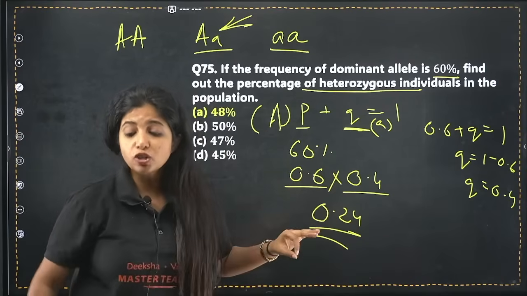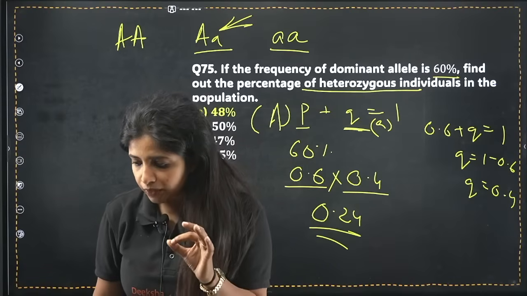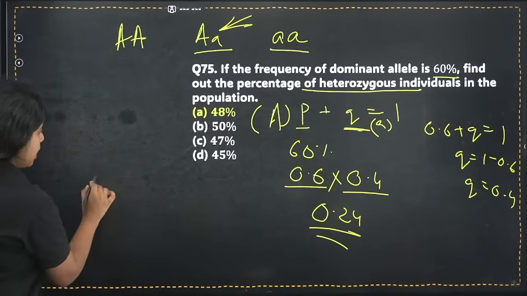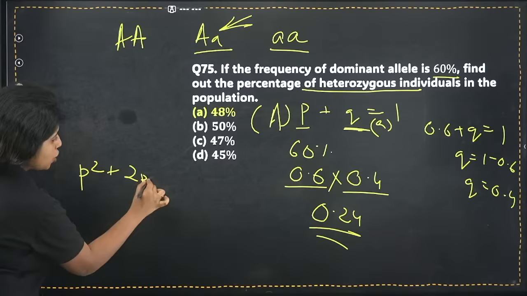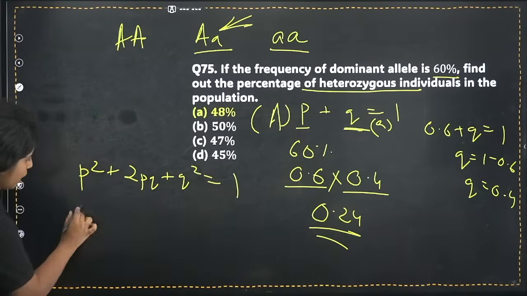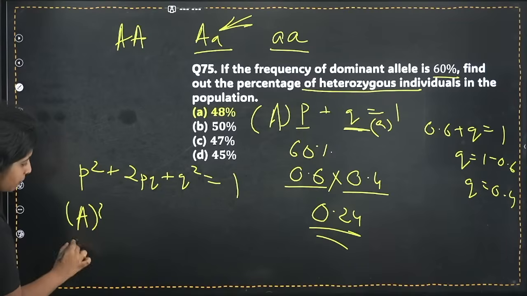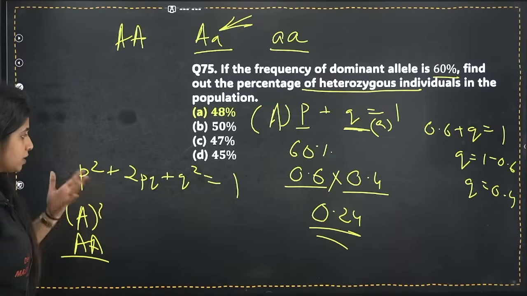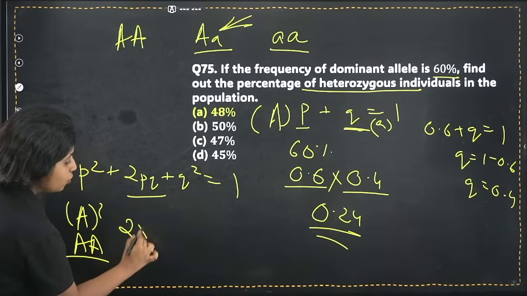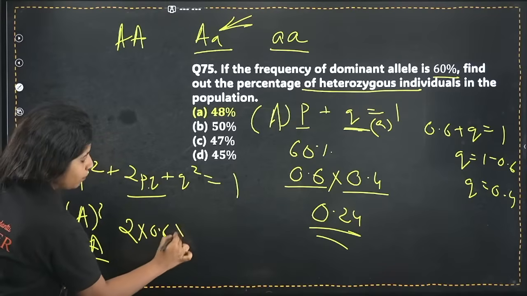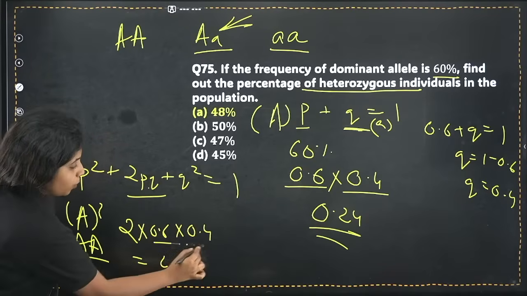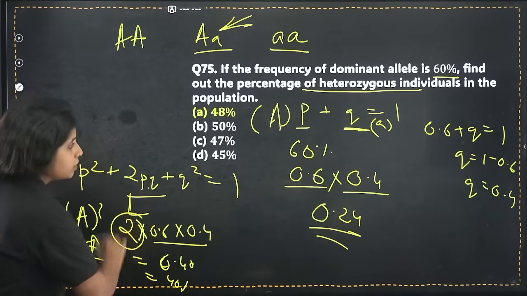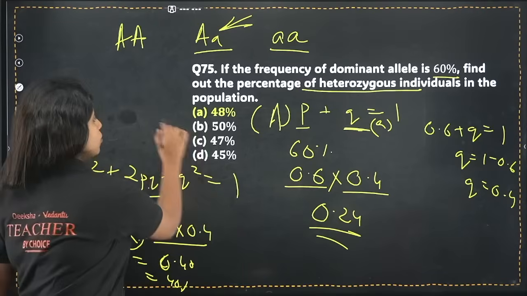24% wrong. Always remember, when you're talking about a heterozygous individual, things are going to be different. There is a formula, P square plus 2PQ plus Q square is equal to 1. P square is capital A square, that means AA. Whenever you want to find homozygous individuals, you just multiply 0.6 into 0.6. But when talking about heterozygous, 2PQ, 2 into P, 0.6, into Q, 0.4. Your answer will be 0.24 into 2, that is 0.48, that is 48%. Do not forget to multiply with this 2. Very, very important. So the answer would be this.